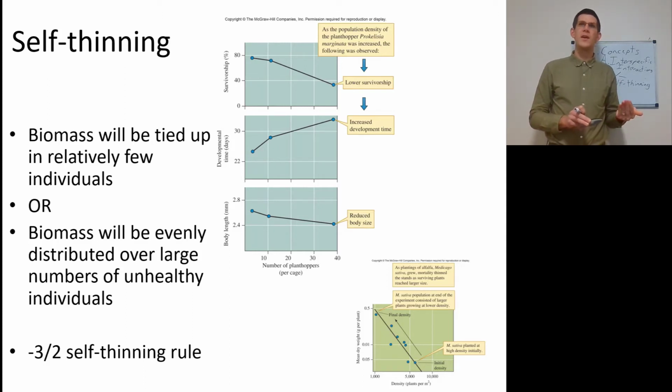So I probably have 100,000 weeds in my lawn, and they're going to compete with each other such that I have a relatively few individuals that will come into play later on. Or the biomass will be evenly distributed over large numbers of unhealthy individuals. Each of these plants will be relatively small, unhealthy, with not enough root size, and they'll die at the first drought. That's an optimistic way to look at it.